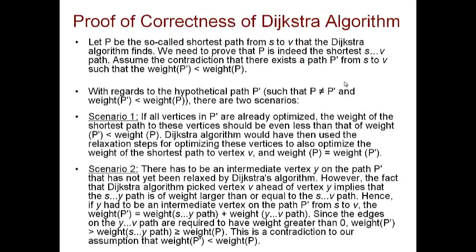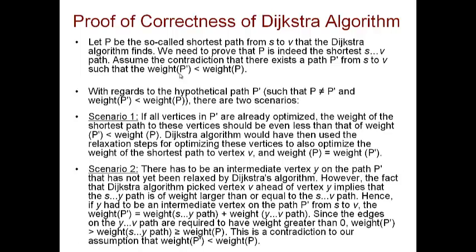So let's say the path that we find through Dijkstra's algorithm from S to V to be the shortest path is, say, path P. So now let's say that there is again a better path P prime such that the weight of P prime is less than the weight of P. So now we have to argue whether such a hypothetical path P prime can really exist.